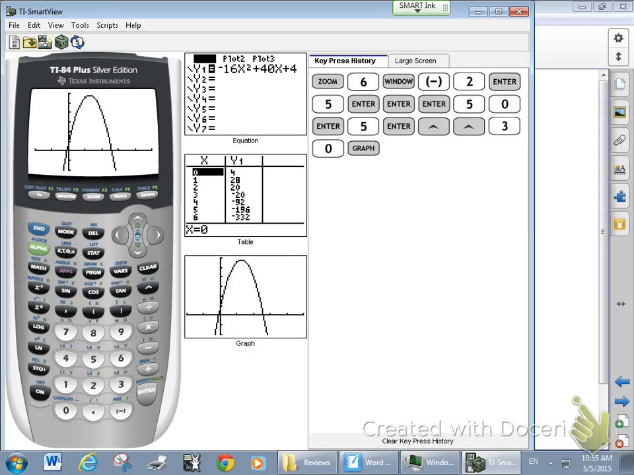Now, if you really were inclined to, you could change the window and you could change the x-max to 3 or 4 just to give yourself less room on the right-hand side. It's really up to you what you choose.